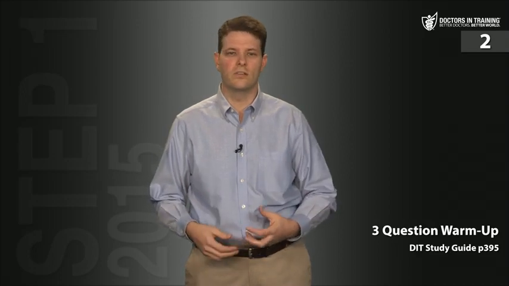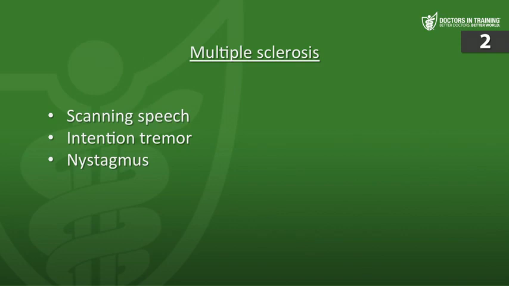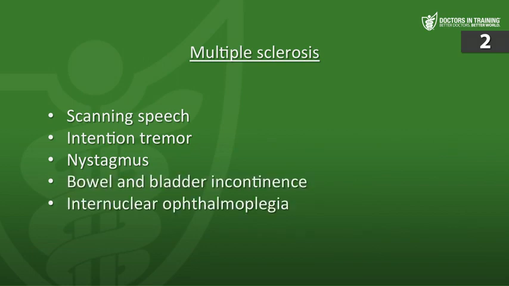Next, what's the classic triad of symptoms in multiple sclerosis? So the classic triad is Charcot's triad of scanning speech, intention tremor, and nystagmus. But also remember the other common presentations, including bowel and bladder incontinence, internuclear ophthalmoplegia, and optic neuritis.